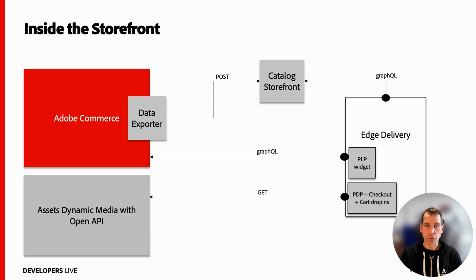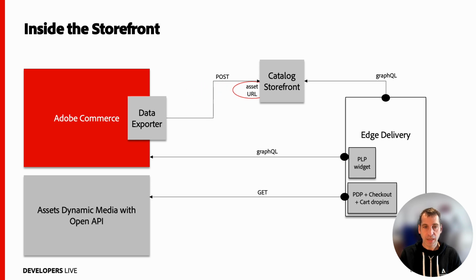Let's take a closer look at the storefront integration. For those already using EDS, the Edge Delivery Storefront, there is nothing new, except that the source of the images is no longer Adobe Commerce. When a product gets updated in Commerce, it's exported by one of the indexers to the Catalog Storefront service, which handles product updates and exposes its own API for storefront consumption.